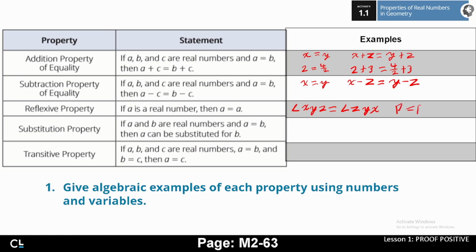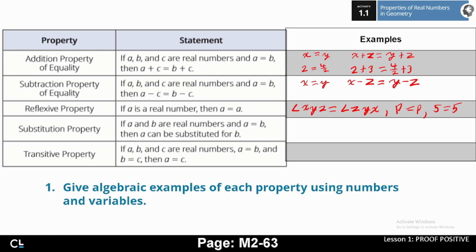P equals P. Something is equal to itself, right? Or even 5 is equal to 5, right? That's all our reflexive property is. It means that something is just equal to itself, right? My right hand is equal to my right hand. My left hand is equal to my left hand, so on and so forth.